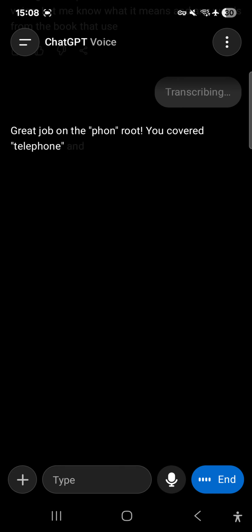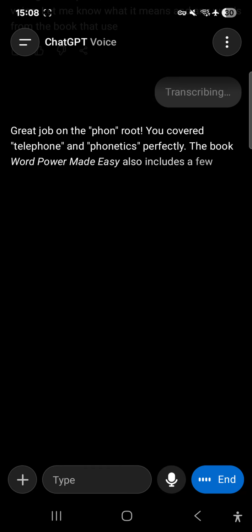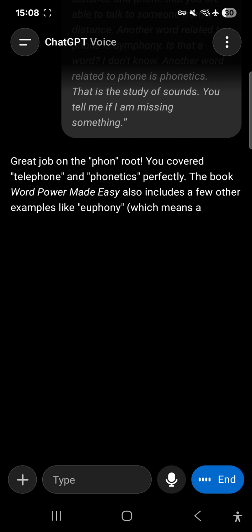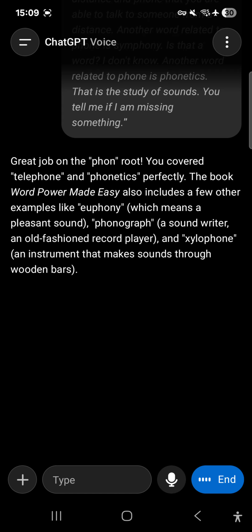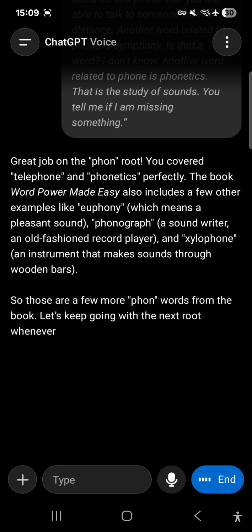Great job on the phone root. You covered telephone and phonetics perfectly. The book Word Power Made Easy also includes a few other examples, like euphony, which means a pleasant sound, phonograph, a sound writer, an old-fashioned record player, and xylophone, an instrument that makes sounds through wooden bars. So those are a few phone words from the book. Let's keep going with the next root whenever you're ready. Go ahead with another root word and make sure not to give me any hints.